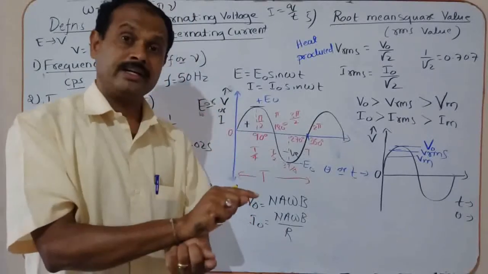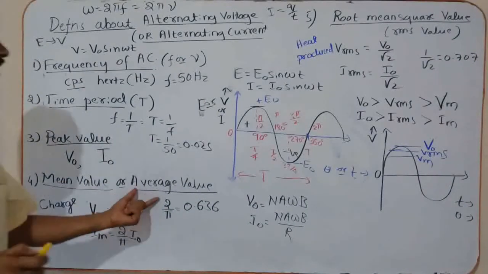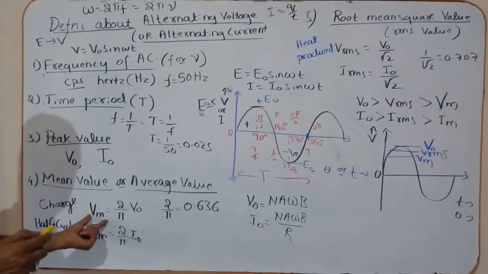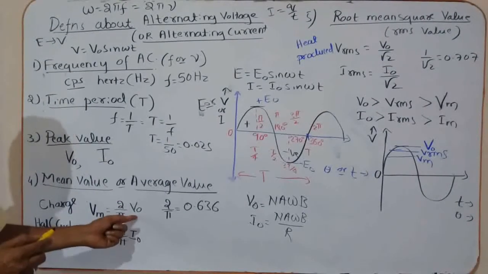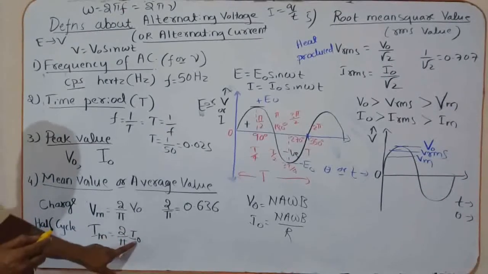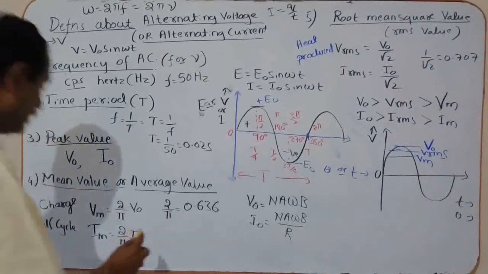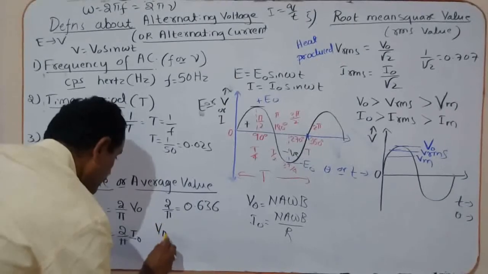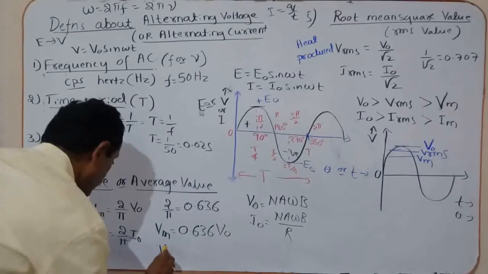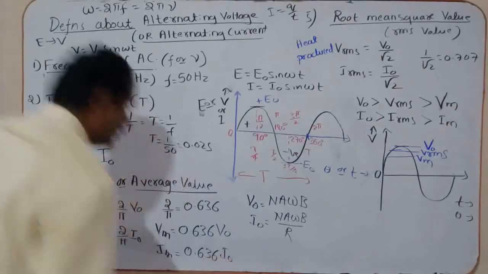That DC current is called the mean value or average value of AC. Direct expression: the average value or mean value of voltage is 2 upon pi V naught, where V naught is the peak value. The mean value of current is 2 divided by pi I naught, where I naught is the peak value. 2 upon pi is 0.636. So Vm is equal to 0.636 V naught and Im is equal to 0.636 I naught.